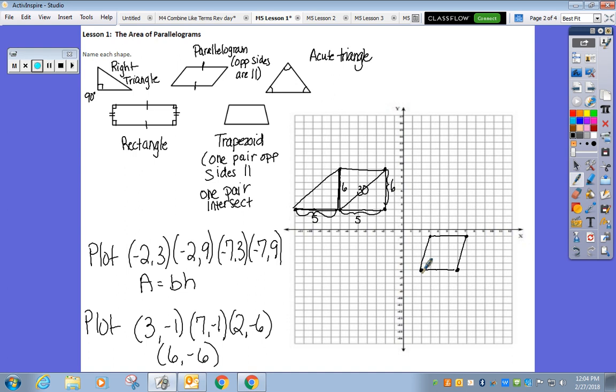So I can connect my lines. So I can easily count what's called the base here. I can go 1, 2, 3, 4 over, so my base would be 4.